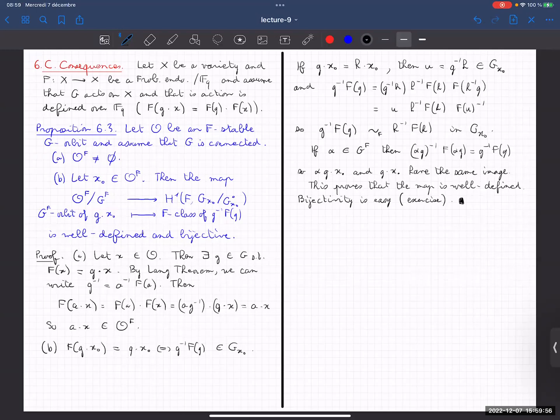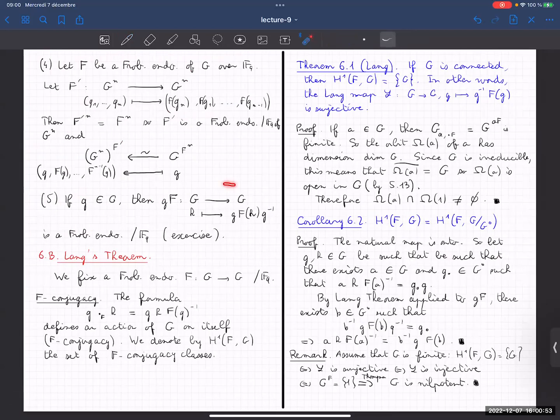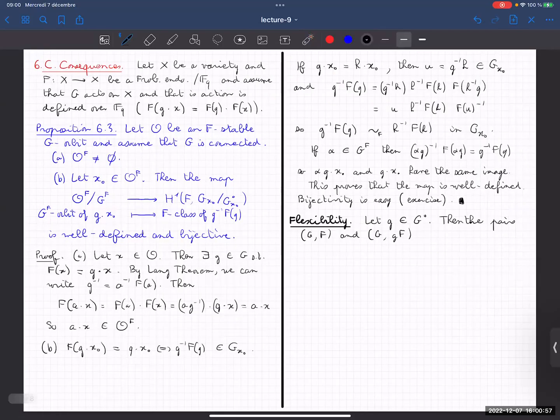Okay, so that's the first consequence. A second consequence is that we can use this result to have some flexibility, and this can be useful. I explain what I mean by flexibility. So I fix an element g in G^0, so in the connected component, and I want to state the following result. The pairs G endowed with the Frobenius F and G endowed with the Frobenius gF, where I recall that gF is the Frobenius twisted by g, are in fact isomorphic.